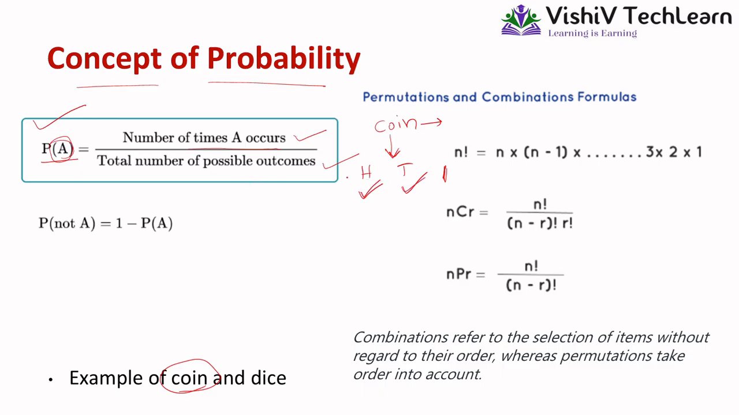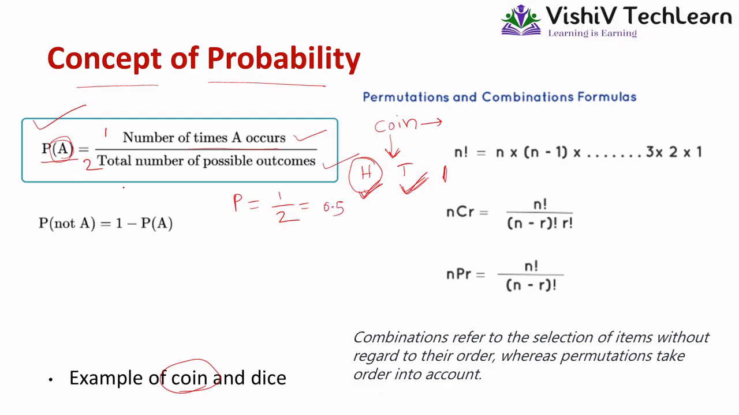Now if we want that whenever we toss a coin we should get head, what is the probability that we get head? The desired event is head, which is 1 in number, and the total outcomes are either head or tail, so 2 total outcomes. Hence the probability will be 1 upon 2, which is 0.5.